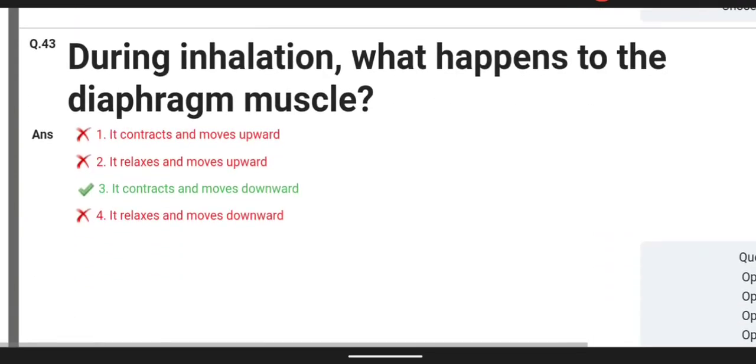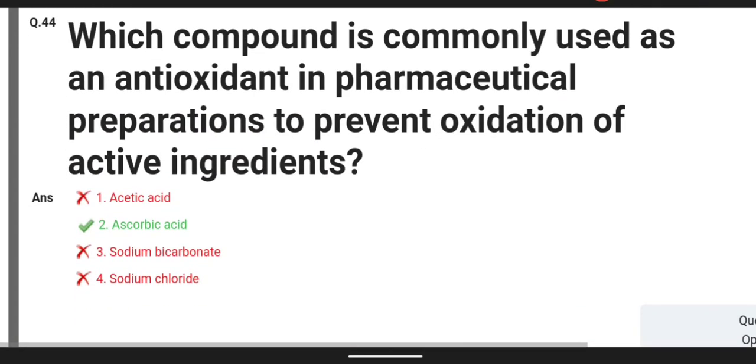Next, 43. During inhalation, what happens to the diaphragm muscles? Answer: it contracts and moves downward. Next, 44. Which compound is commonly used as an antioxidant in pharmaceutical preparations to prevent oxidation of active ingredients?